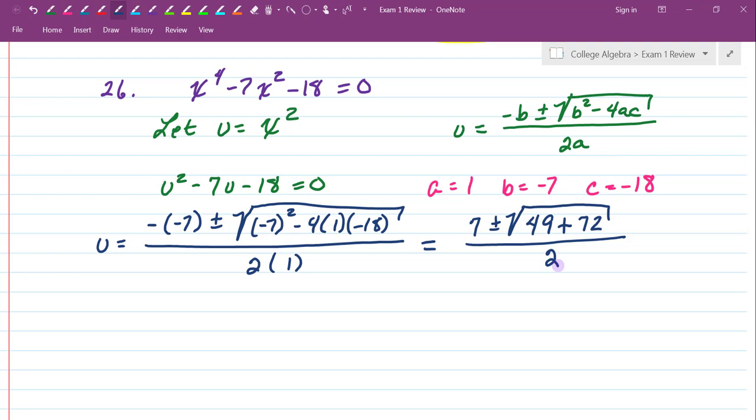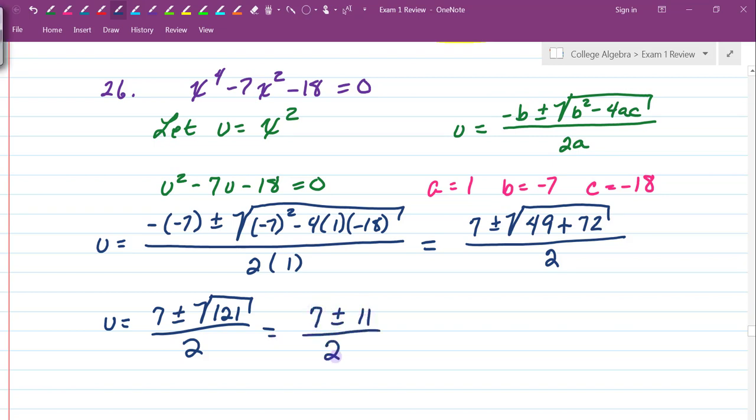121. So now I end up with u is equal to 7 plus or minus the square root of 121 divided by 2. Well, what's the square root of 121? Do you remember? It's 11, exactly. So I actually have 7 plus or minus 11 divided by 2. So I have u is equal to 7 minus 11 divided by 2. Well, 7 minus 11 is what? Negative 4, correct? So we end up with negative 4 divided by 2, which is negative 2.